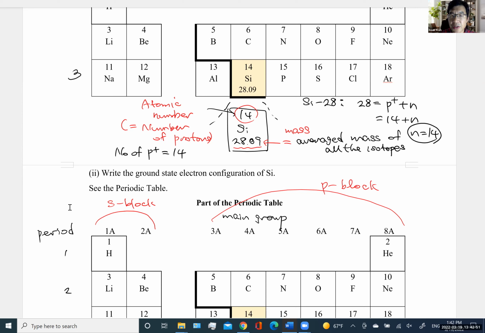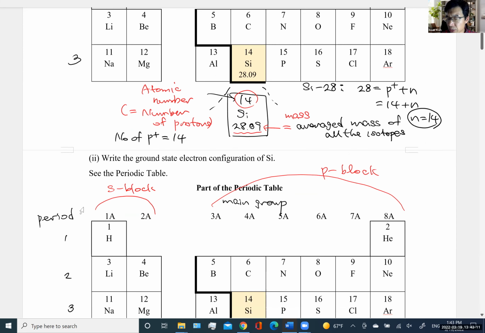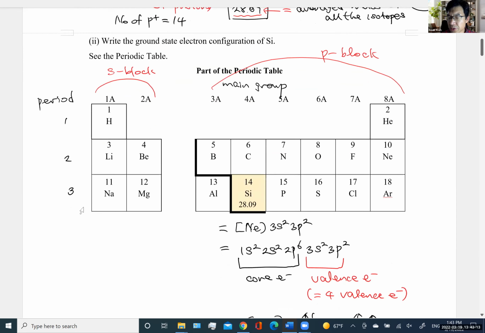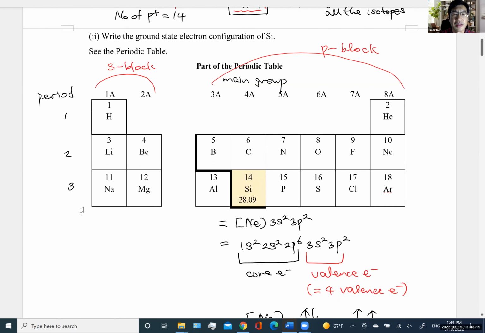Many times this is the case. So for the atoms with atomic number up to 20, which is calcium, from hydrogen up to calcium, many times the most abundant isotope has the number of protons equal to the number of neutrons. Now let's move on to number 2: write the ground state electron configuration of silicon.